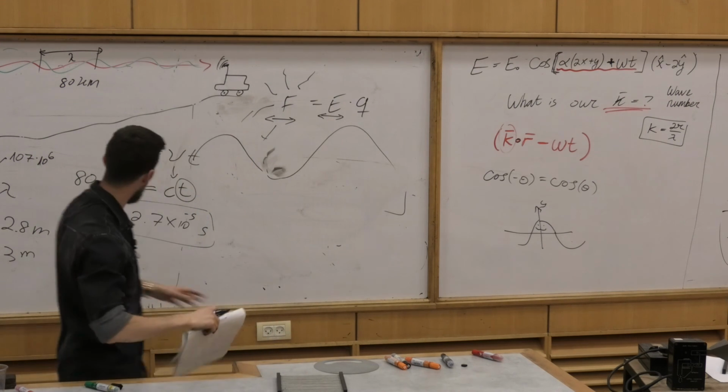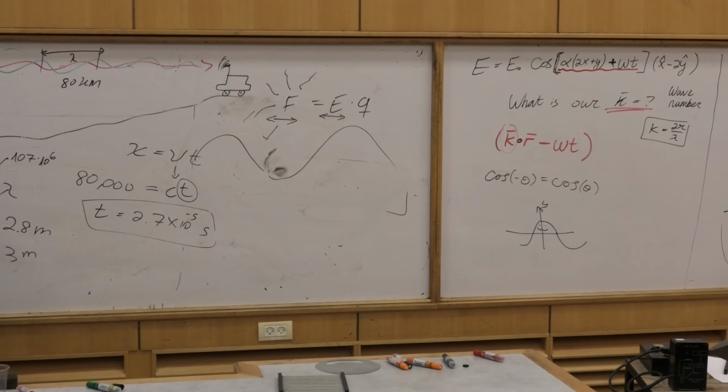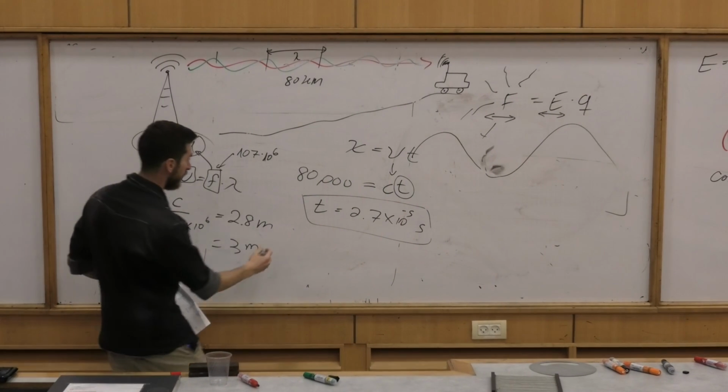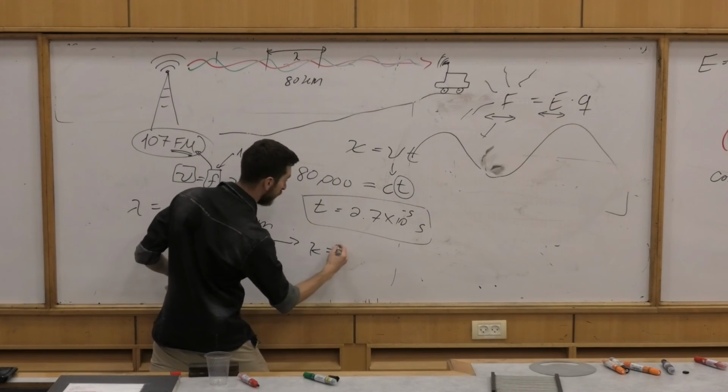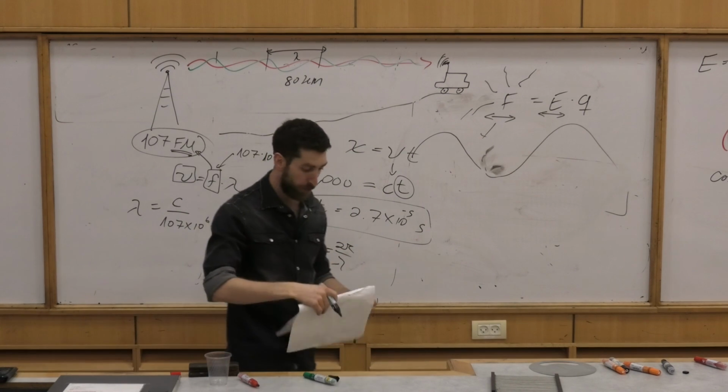Good. So another question that I can ask: what is k? You know how to do it. Just take this, flip it, and multiply it by 2 pi. So k equals 2 pi divided by lambda. And that's it for now.